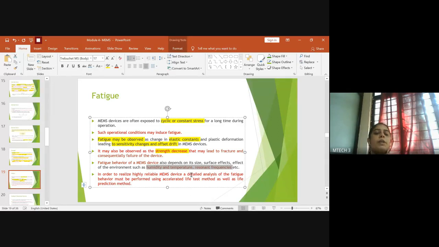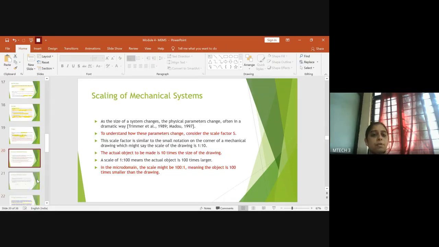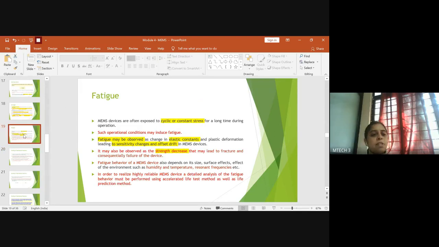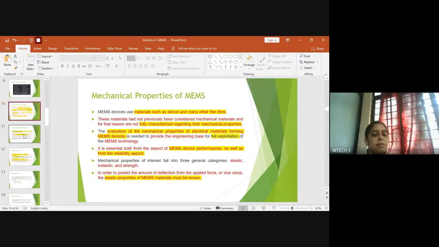So this is also a very important mechanical property associated with our MEMS device. So here I will just stop. From the next class, we will be dealing with scaling of mechanical systems. Now we have just covered one title here related to the mechanical properties of MEMS.